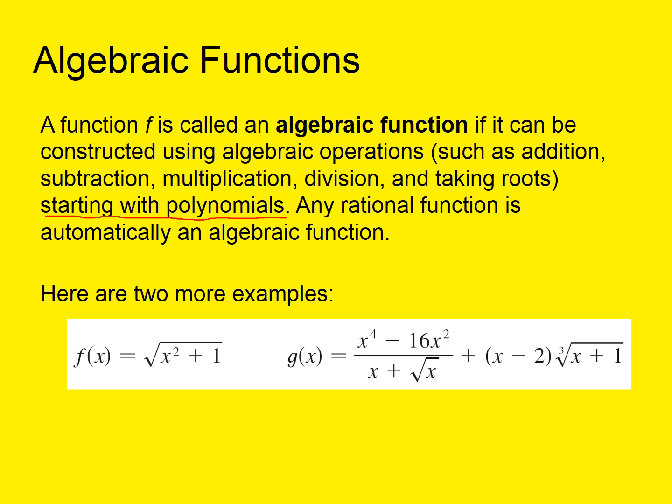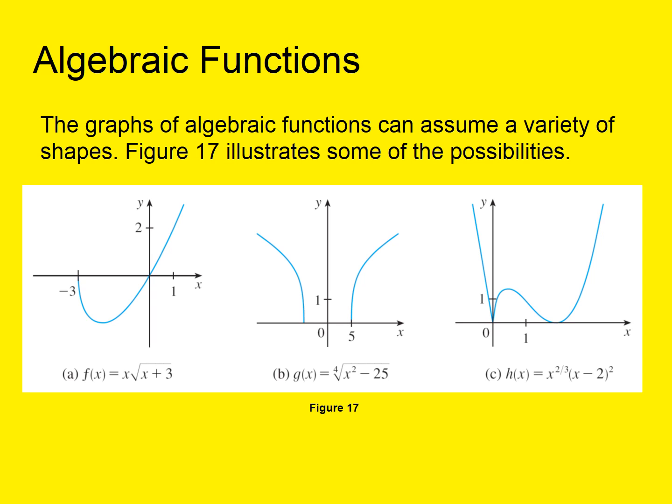Any rational function is automatically an algebraic function. And here are two examples of algebraic functions. And you can see how they've taken polynomials and done different things to them. Graphs of algebraic functions, all bets are off. Okay, variety of shapes, so could be crazy.